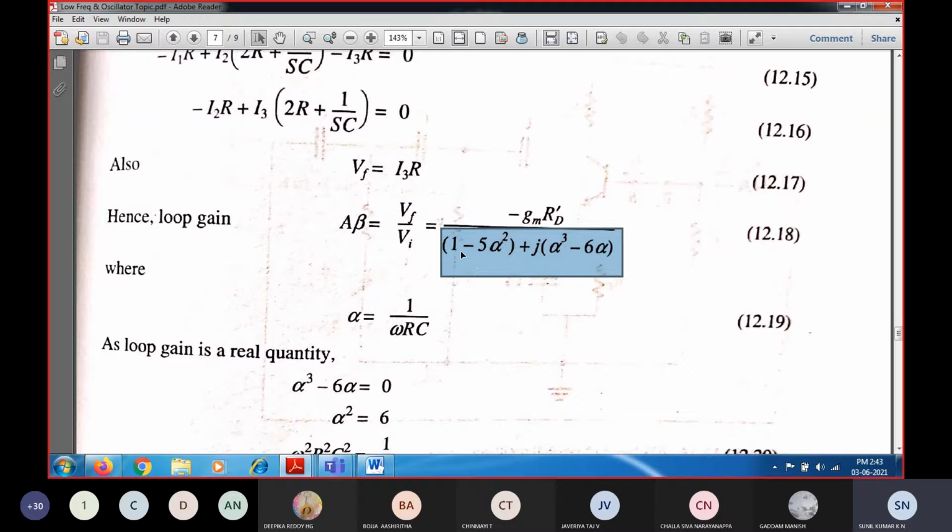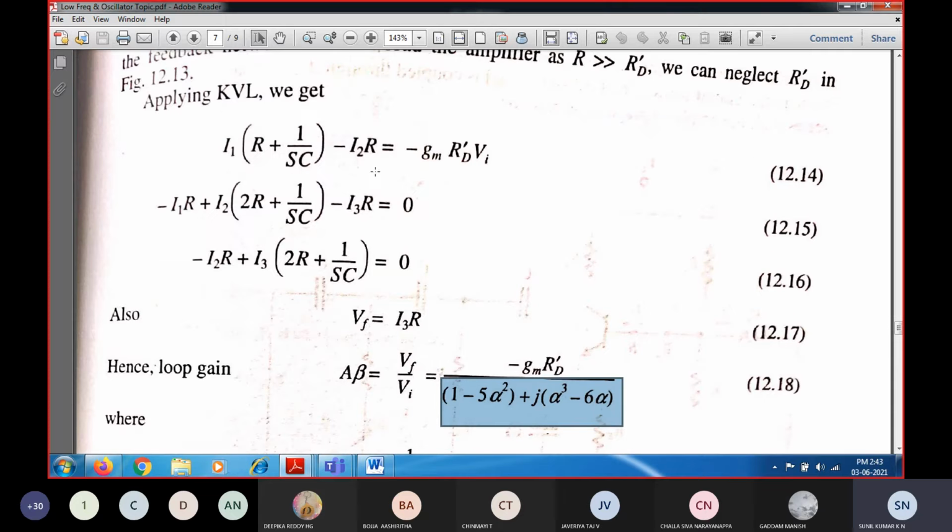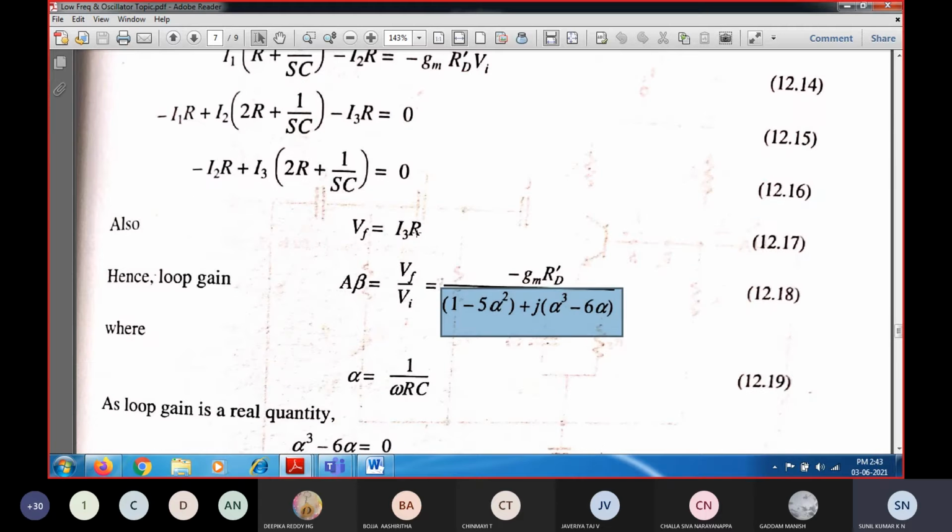That expression is going to have 1 minus 5 alpha square plus j into alpha cube minus 6 alpha. So this is the network. When you simplify and substitute these three voltage equations, you can easily find the expression, which is going to have a real part as well as an imaginary part. The loop gain should not have an imaginary part, it should have only a real part. So the imaginary part expression is going to be equated to 0.